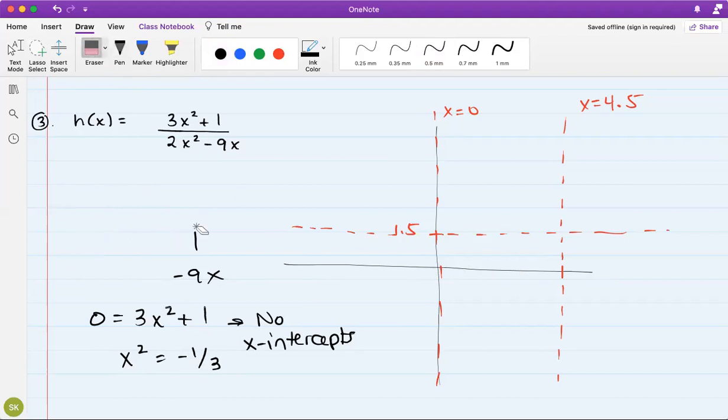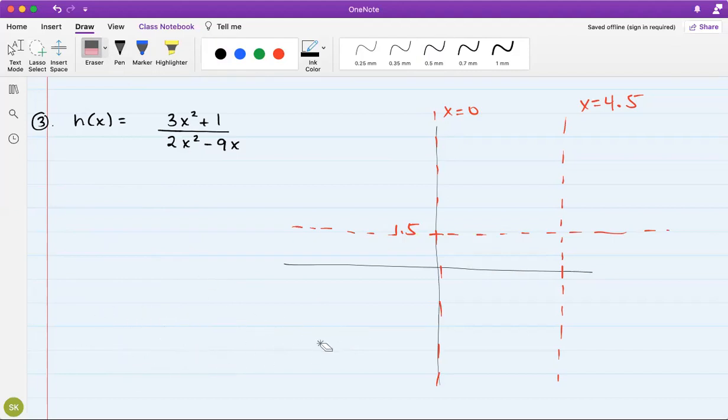So we need to just graph some points. We're going to pick a point to the left of 0, to the right of 0 but to the left of 4.5, and then to the right of 4.5. So let's start with the left of 0. So let's go with x is equal to -1. We're going to plug this into the function.